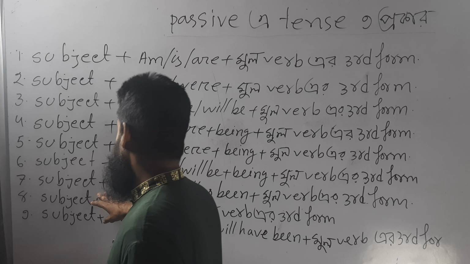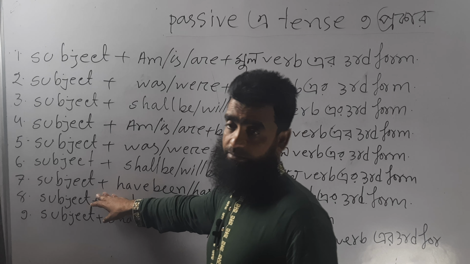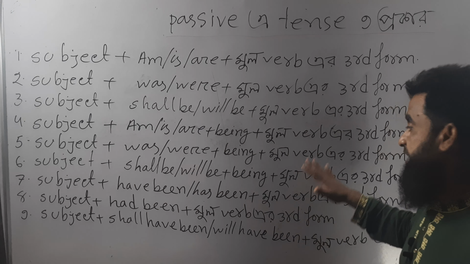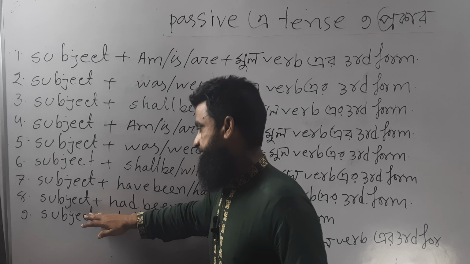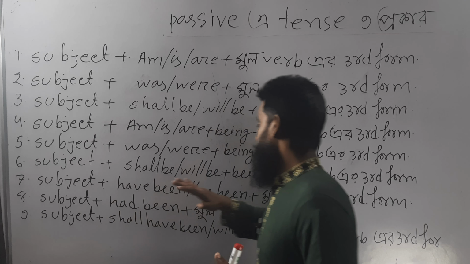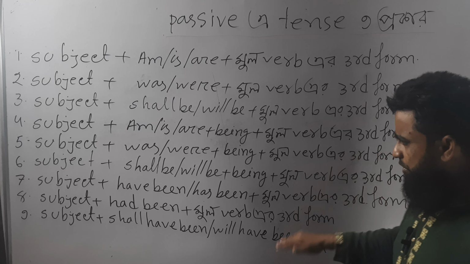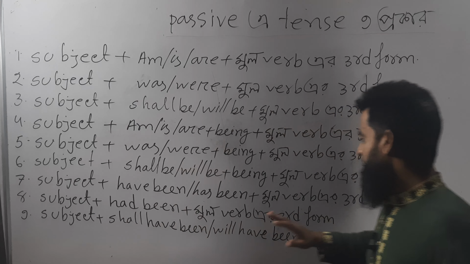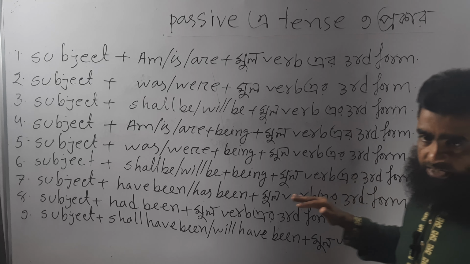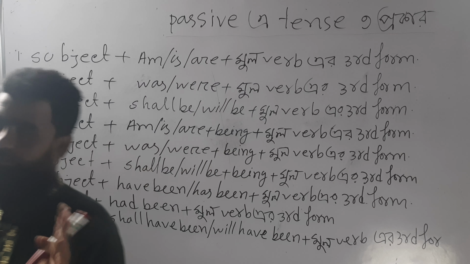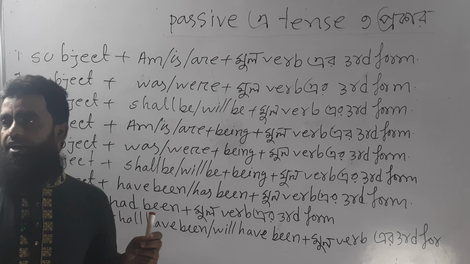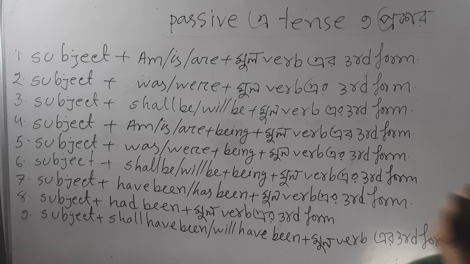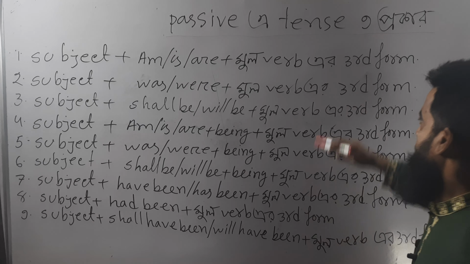Number 7, present perfect tense. The letter has been posted. Past perfect, the letter had been posted. Future perfect, the letter will have been posted. Understand? Yes, sir. All the students, please remember that in every tense we have to use the third form of the verb. Okay? Yes, sir.